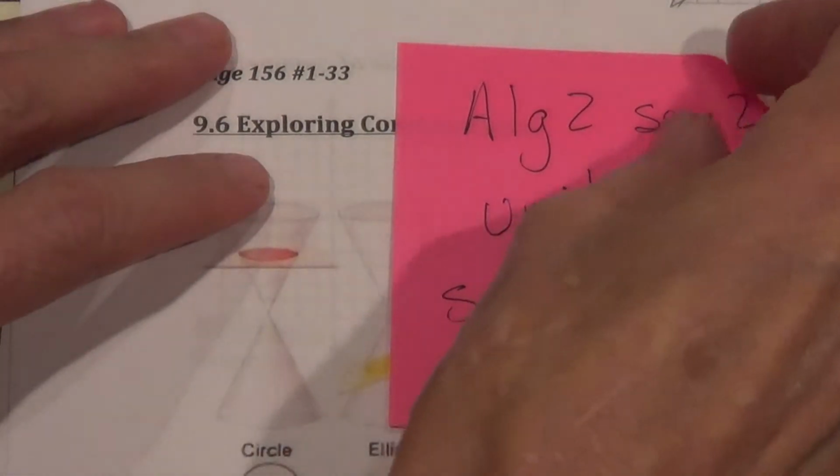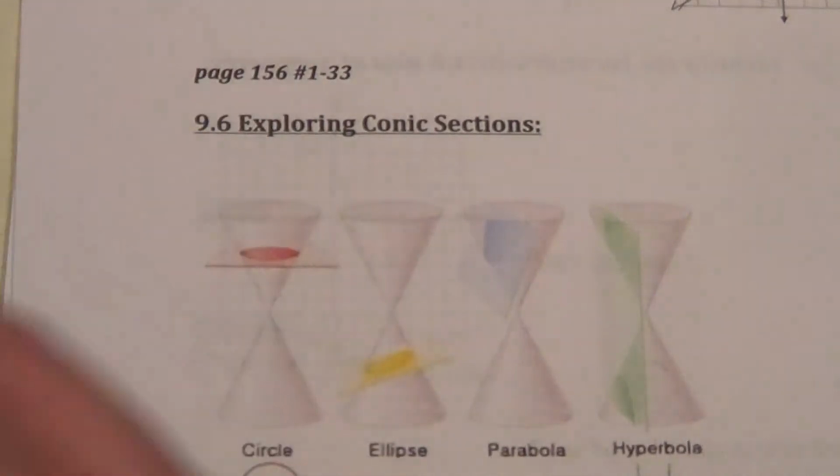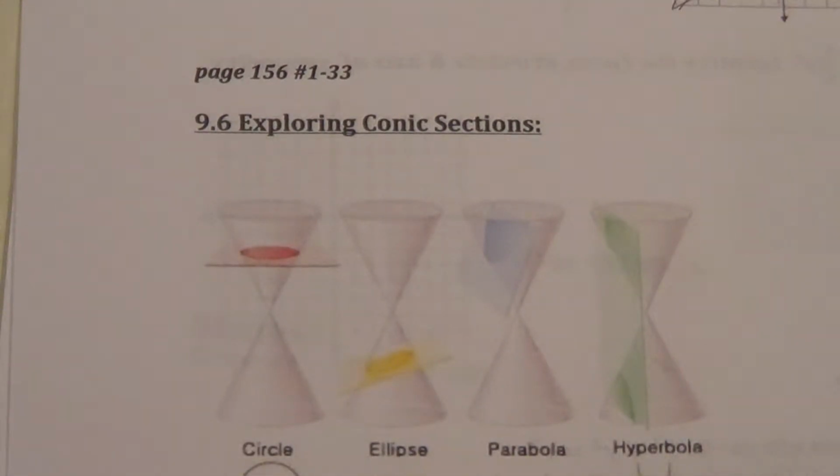Welcome to Algebra 2, Semester 2, Unit 9, Section 9.6. This is one of the funnest sections, I think, of this entire unit, and it's because we're exploring conic sections.